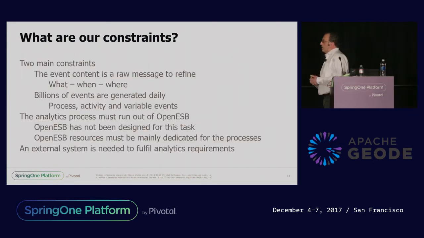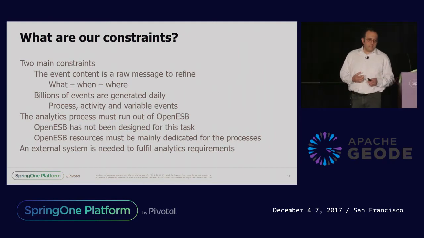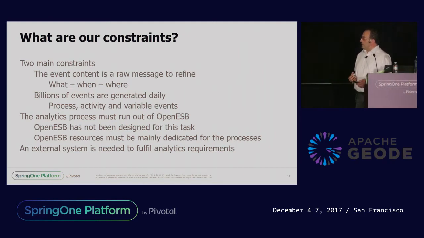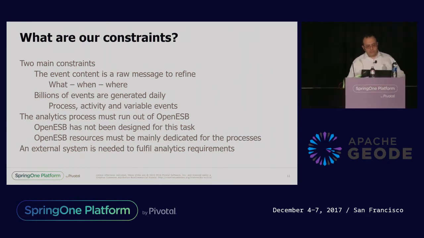When we started working on that project, we found two main constraints. The first is that the event content is very poor, it is raw. It's a raw message that contains what kind of event, when it has been generated, and where it has been generated. That's the first problem.